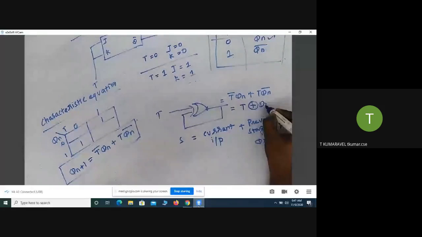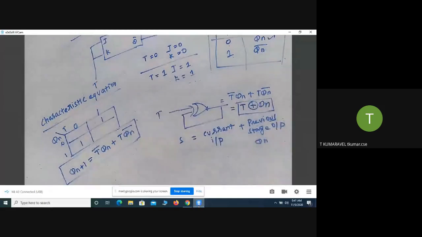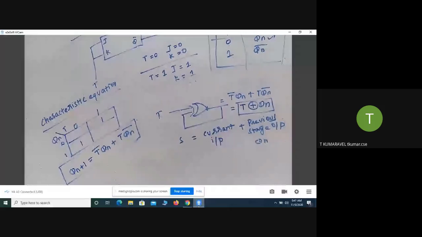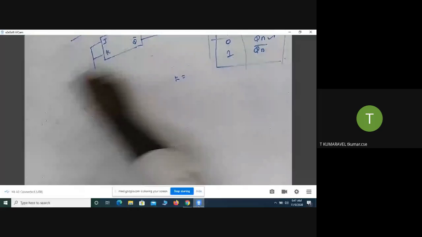Is it okay for you? Yes, sir. Okay. The next thing is the excitation table. What is the excitation table? The excitation table we have seen. Can anyone tell what the excitation table is?